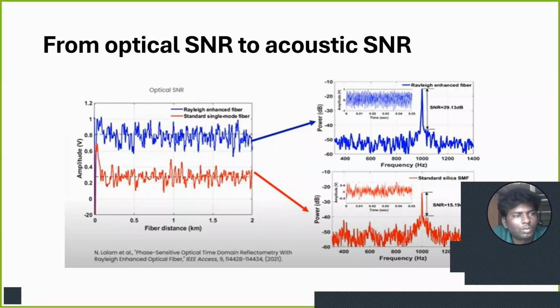From optical SNR to acoustic SNR, one of the core benefits of ESF is the improvement in signal to noise ratio, or SNR. Higher optical SNR directly translates into better acoustic SNR. This means clearer, more detailed measurements, even over extended lengths of fiber.